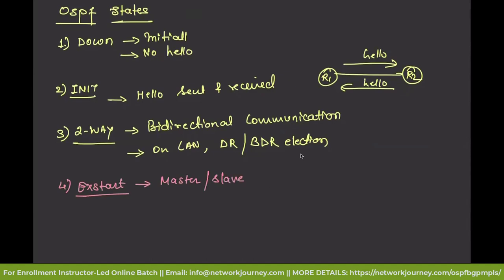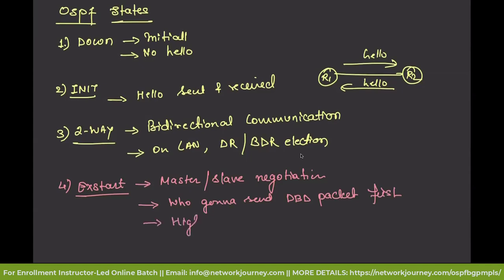So what is master and slave? You need to exchange your DBD packets. It determines who is going to send the DBD packet first. That needs to be determined. Whoever has the highest router ID in OSPF is going to send the DBD packet first, and that will become the master.